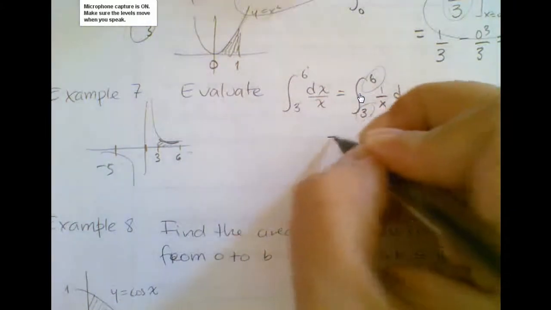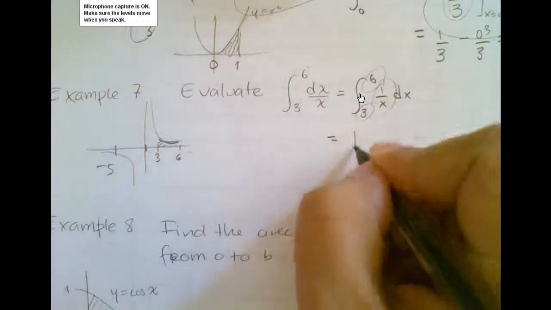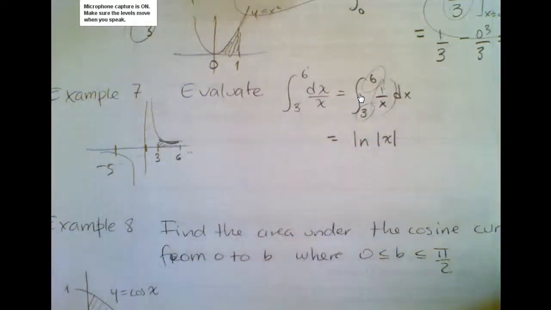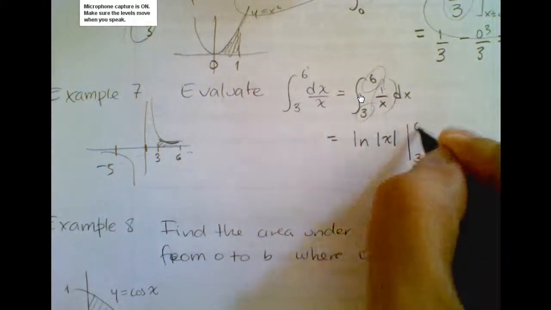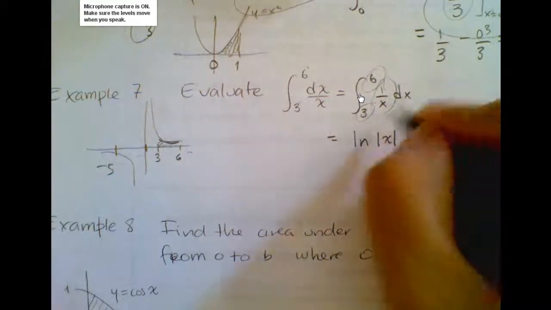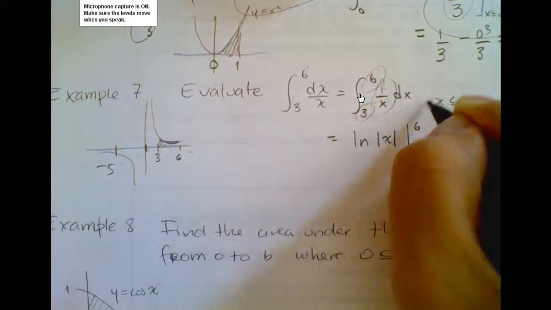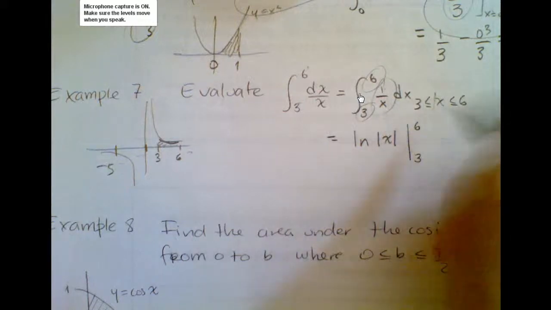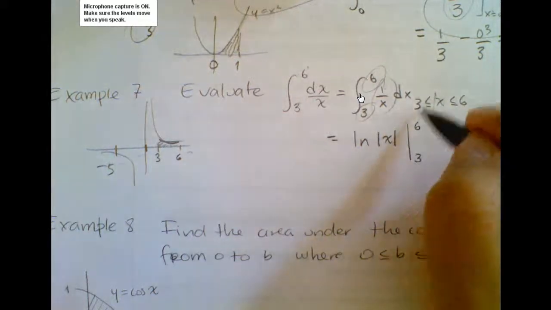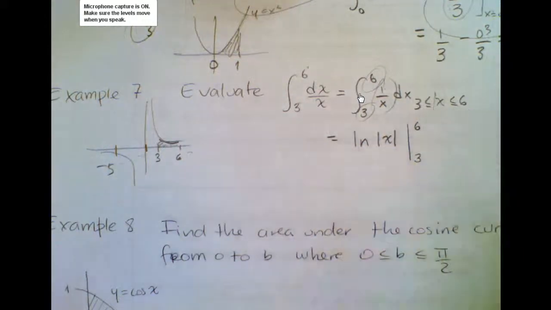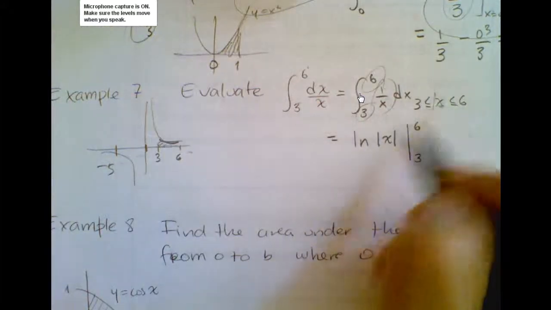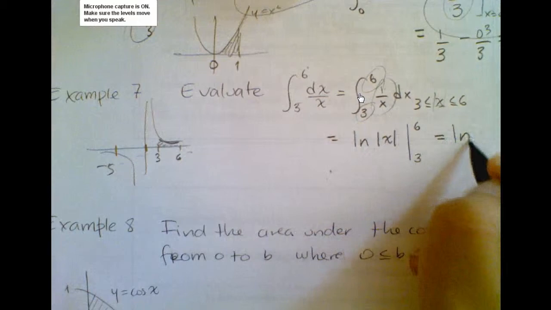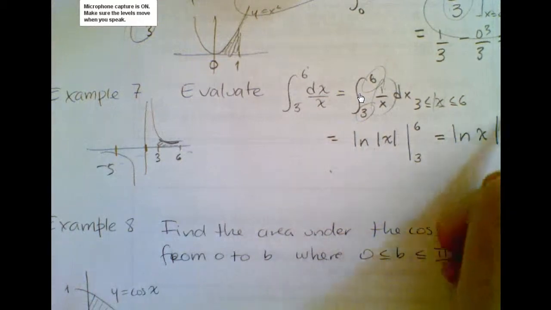So again, what is the antiderivative of 1 over x? We know that it's natural log of the absolute value of x between 3 and 6. But you know that if x is between 3 and 6, then the absolute value is itself, because the absolute value of 3 is 3, and the absolute value of 6 is 6. So you know the x's are positive. So this is just simply natural log of x between 3 and 6.